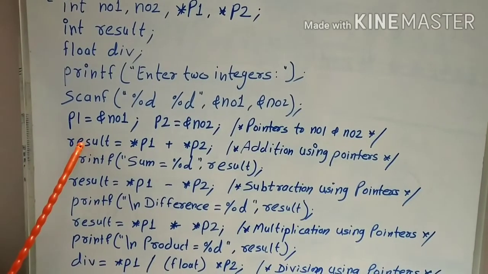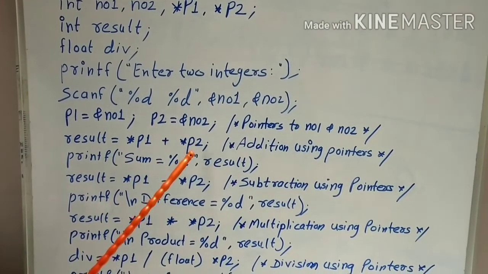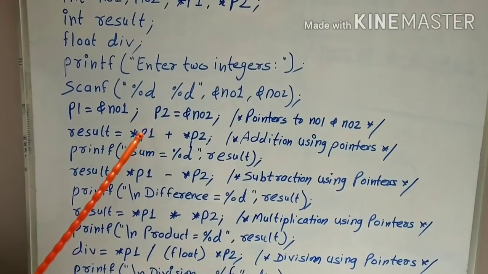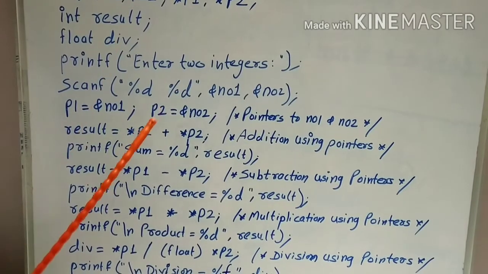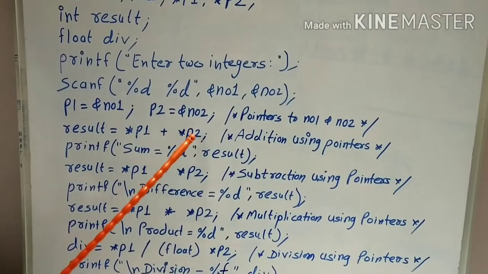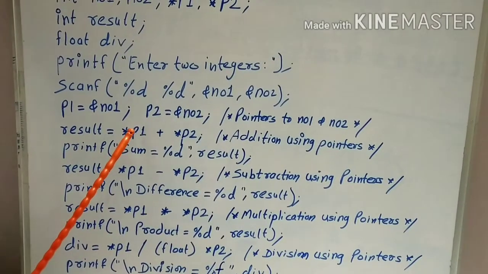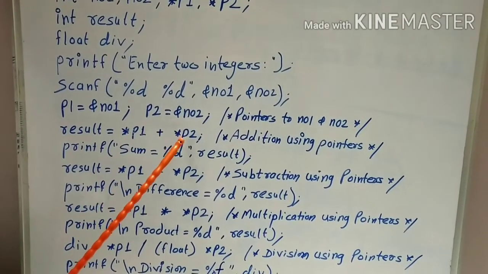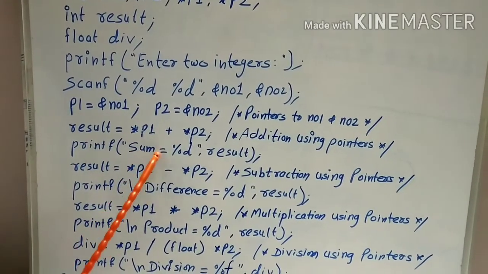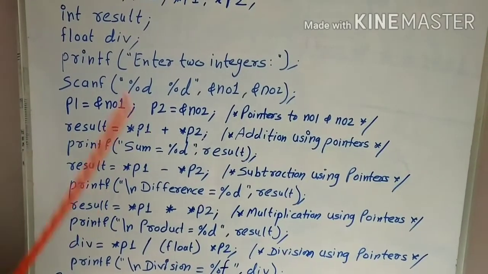Let us see first addition. So our statement is result is equal to star P1 plus star P2. So this is addition using pointers P1 and P2. Star P1 represents the value of NO1, that is the value pointed by P1, and star P2 represents the value of NO2, that is the value pointed by P2. So the value pointed by P1 will be added with the value pointed by P2 and the result will be stored here. And in the next printf function I am displaying the sum using this result. So in this way the first arithmetic operation, addition, is performed.